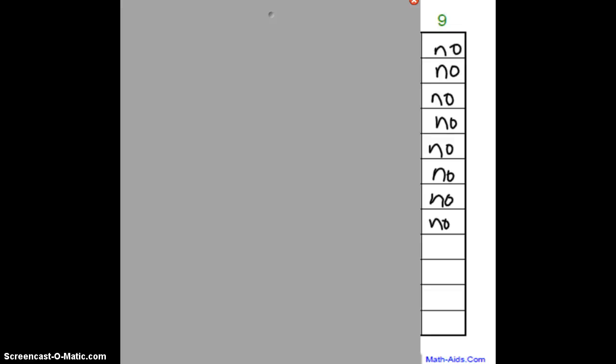And 747, sum of the digits was 18. Yes, this one is divisible by 9. 9 times 2 equals 18. 651, sum of the digits was 12, not divisible by 9. And 626, 6 plus 2 plus 6 was 14. That is not divisible by 9. And our last one, 561, the sum of the digits was 12, and that one is not divisible by 9.